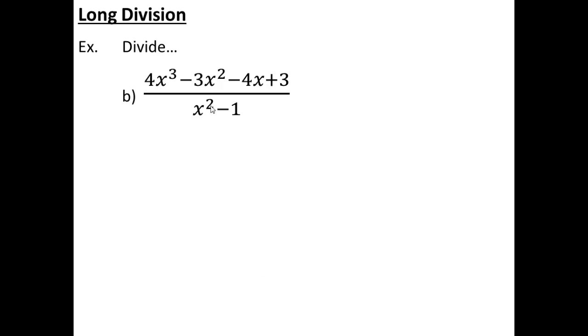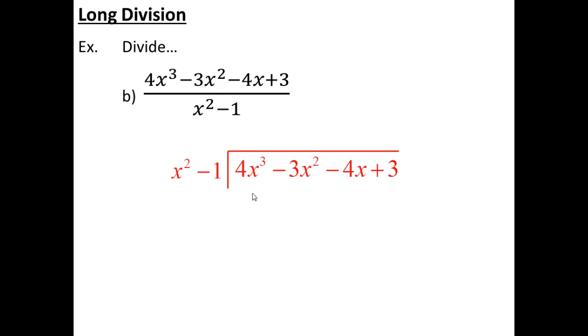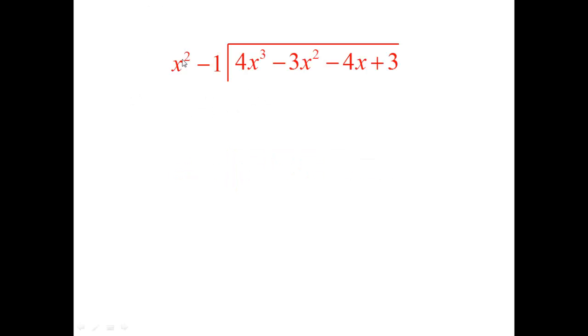Alright, so once again, top goes on the inside, bottom goes on the outside. So we're going to say x squared into 4x cubed, or you can think of it as 4x cubed divided by x squared. That's just going to be 4x, so I'll stick it right here. Multiply and subtract, but when I multiply, 4x times x squared would go right here. 4x times negative 1, that's just negative 4x.